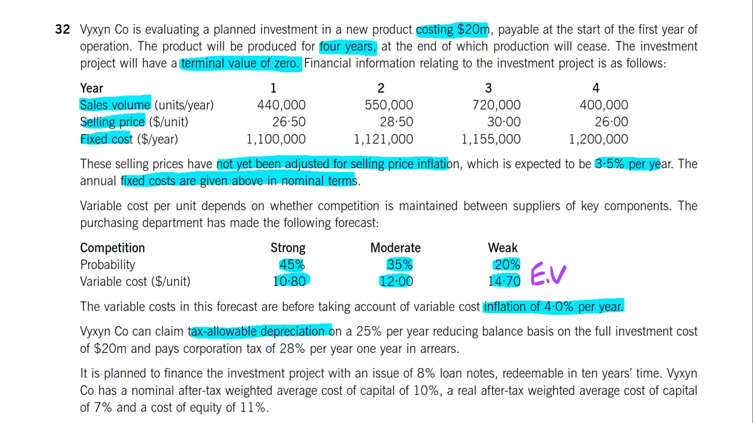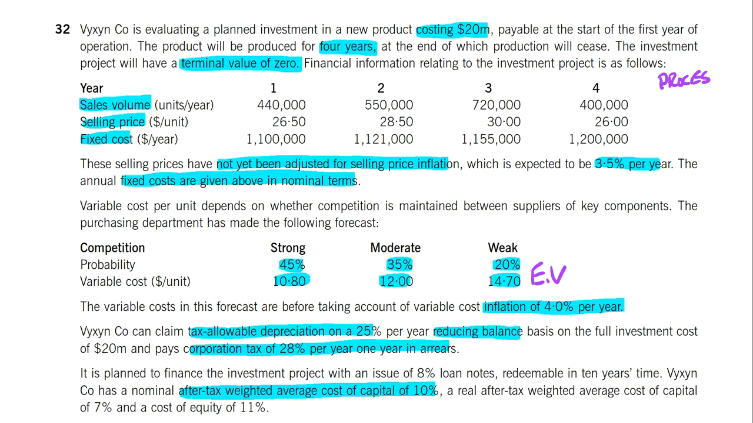We have tax allowable depreciation, reducing balance, corporation tax, 25%, 1 year in arrears, and we have nominal after tax weighted average cost of capital of 10%, cost of equity 11%. So generally speaking we'll go for the weighted average cost of capital here that's after tax. So that's the one that we're going to choose. So we understand what's required. We do the same process as always.